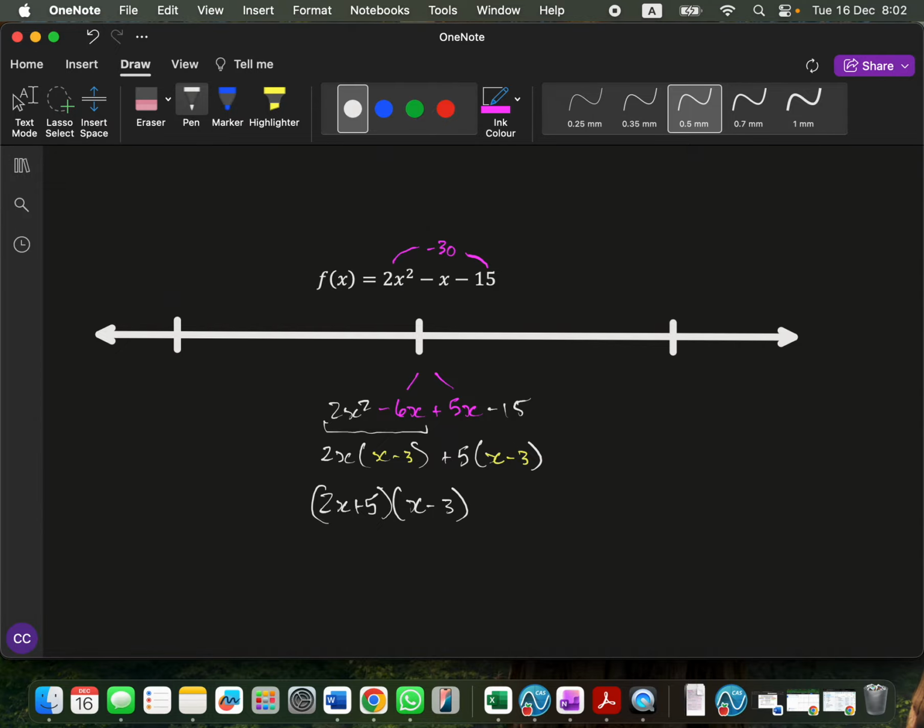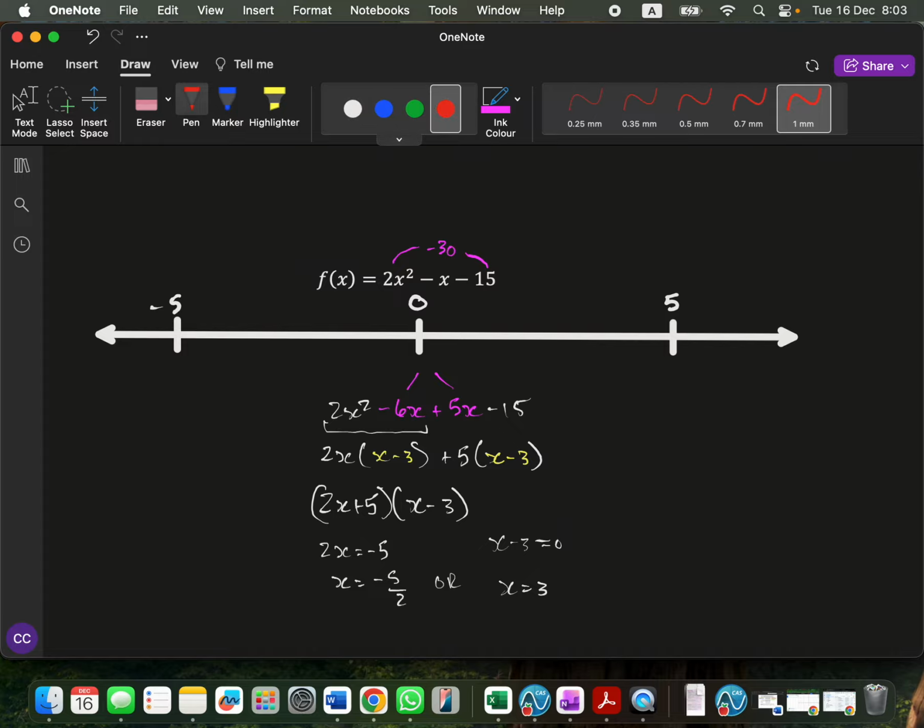So that means that 2x equals negative 5, x equals negative 5 halves, or x minus 3 is 0, x equals 3. Okay, so when we make a sign diagram, what we're going to do is draw in where this function crosses the x-axis. So let's call that 0, that 5, this negative 5.